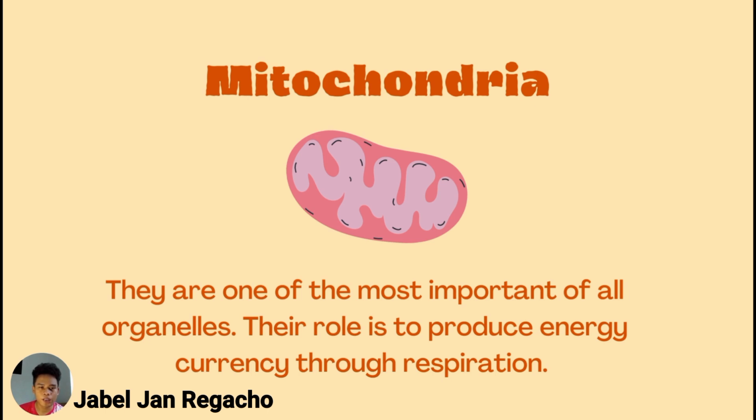Next is the mitochondria. The mitochondria is popularly known as the powerhouse of the cell. They are one of the most important of all organelles. Their role is to produce energy currency through respiration. This energy is called adenosine triphosphate or ATP. ATP is a main source of chemical energy for the body.